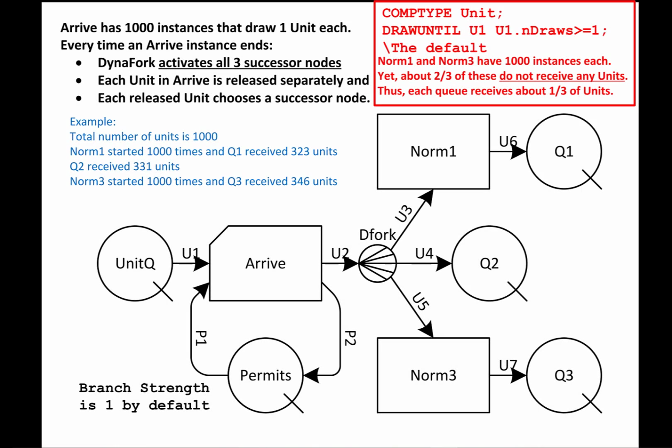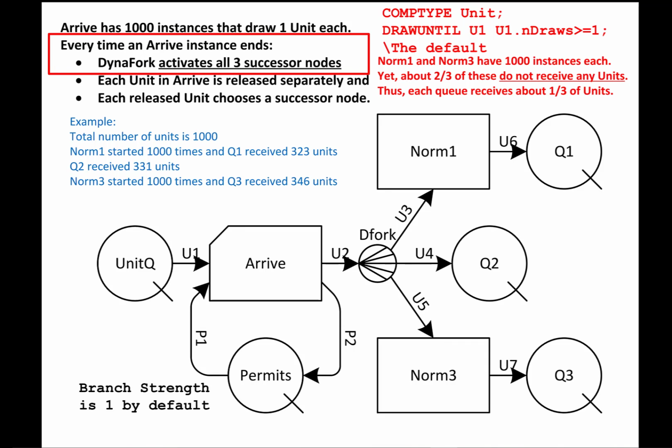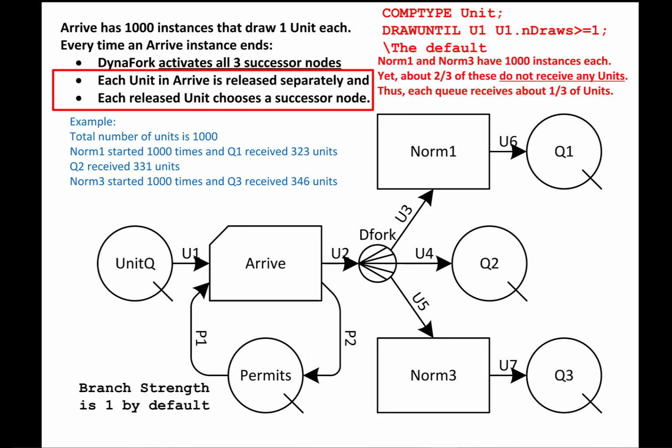This model is similar to the previous one, with the difference that the draw until is the default, which allows link U1 to draw only one resource from unit Q. Thus, activity arrive will have 1,000 instances, with each instance containing one unit. When activity arrive ends, it will send a message to DFork that will create one instance of norm1 and one instance of norm3, and then it will route that one unit that it holds, which will make a choice of one of the 3 links U3, U4, and U5.